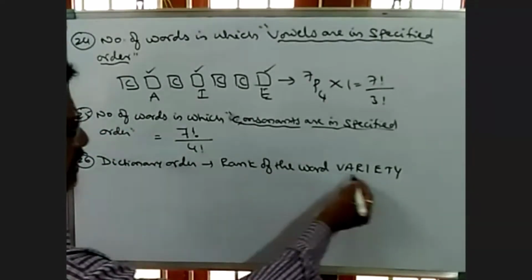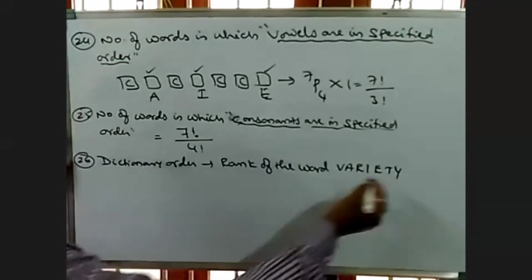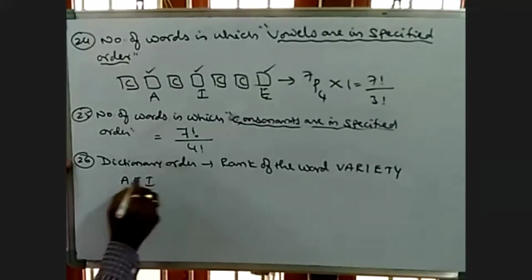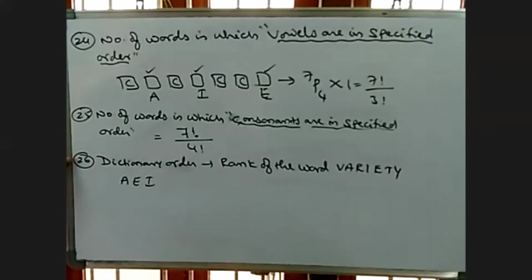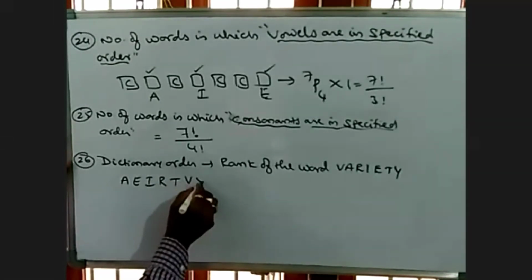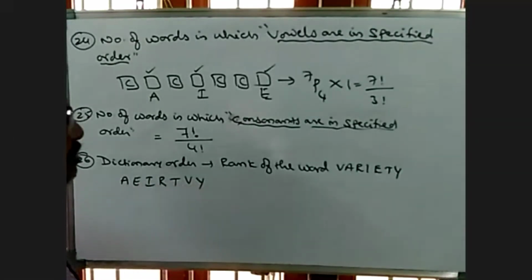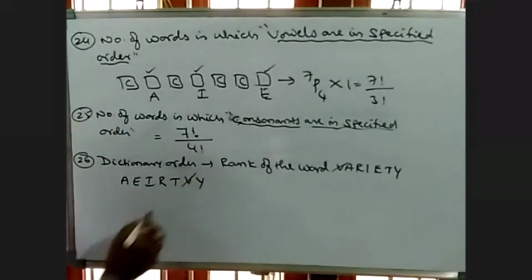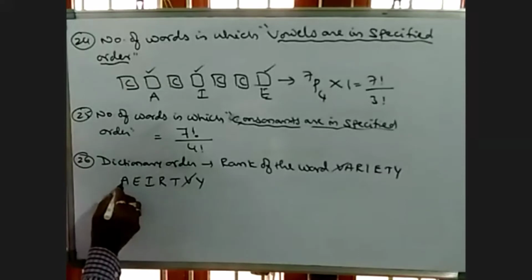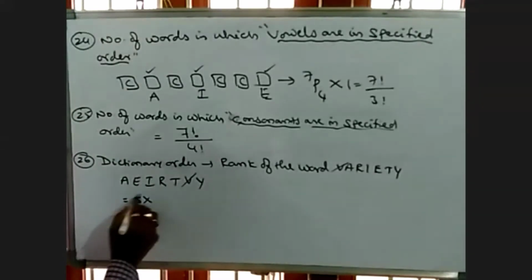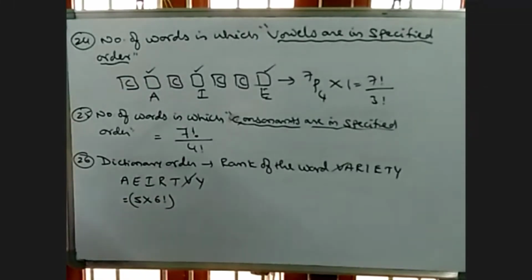So in the shortcut method, first you have to arrange the letters in alphabetical order. So this is the alphabetical order. First cancel V. Already you know the shortcut formula. Before V, how many letters are there? 1, 2, 3, 4, 5 letters. That means 5 into total number of letters, which is 6, so 6 factorial. This is the shortcut for finding the rank of the word VARIETY.